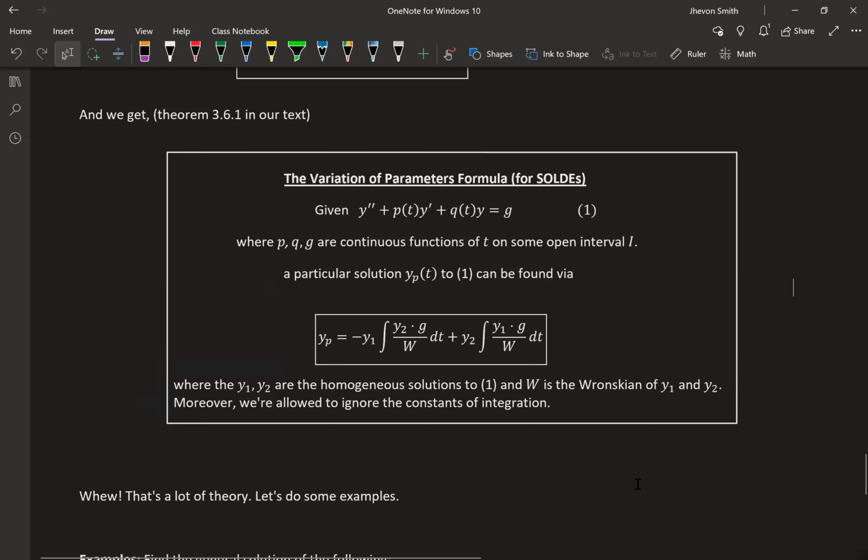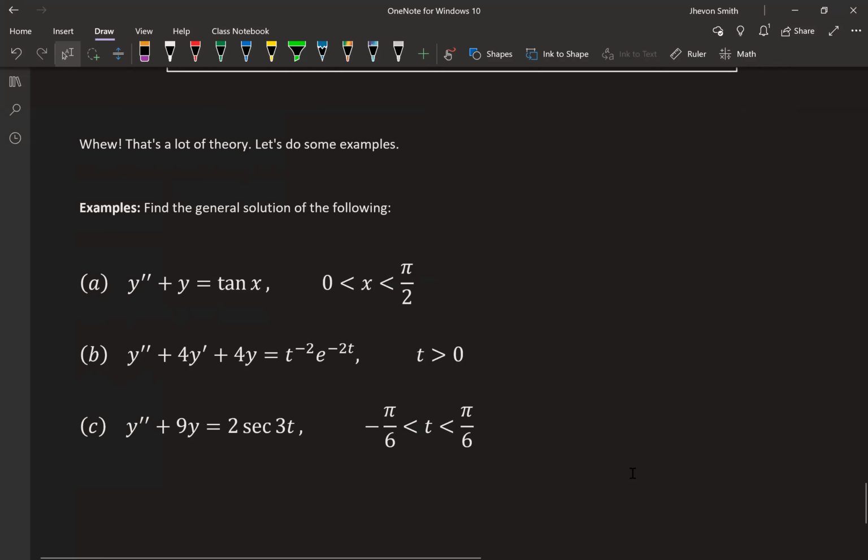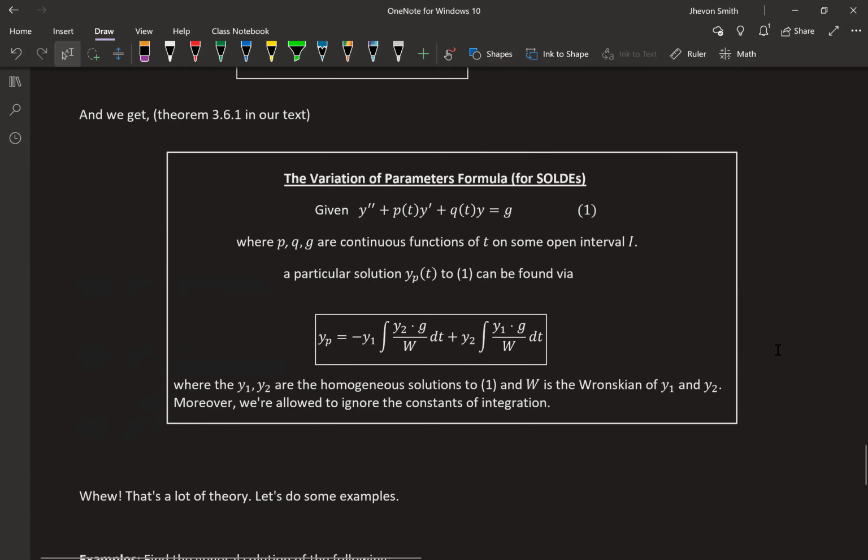Now, once we know this formula, we can go in and find particular solutions to a bunch of differential equations. And just to make sure we don't forget what it means to find a general solution, I'm going to ask us to specifically find a general solution to all of these here. And that's all you need to know for variation of parameters. Actually, this box is all you need to know. Everything I was explaining at this point was how this box was derived.